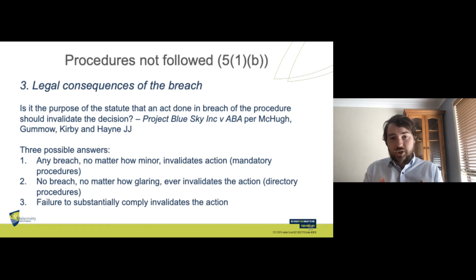And so it's a question looking at the purpose of the act as a whole to determine what its purpose is and whether failure to substantially comply with the procedure should invalidate the action or not. And that's potentially where you come in at making a persuasive argument on either side about what the purpose of the statute is and whether the decision maker has substantially complied or not.